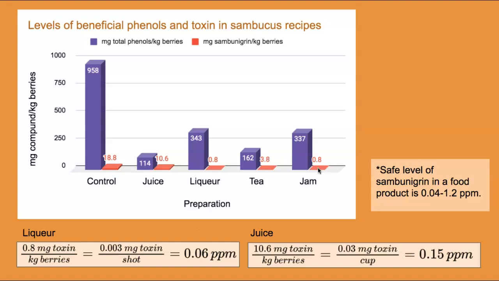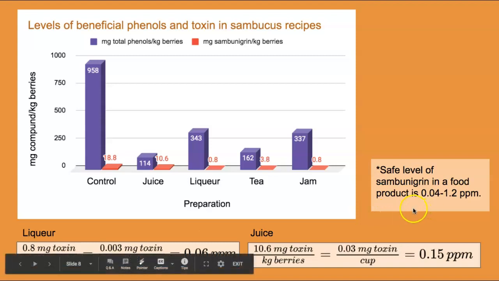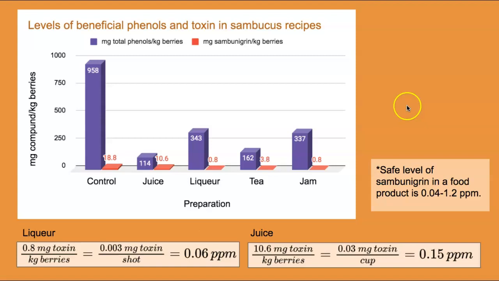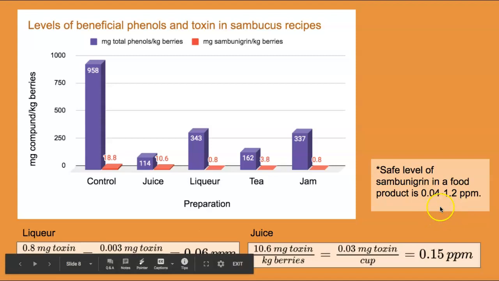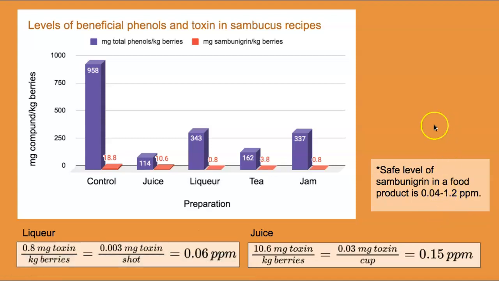Well, a safe level of sambunigrin has been determined to be 0.04 to 1.2 parts per million concentration in a food product, and the concentrations in the liqueur, for example, are 0.06 parts per million, and in the juice are 0.15 parts per million. So that's quite a safe level. In comparison, apple juice made from fresh apples, not processed, will have a higher level of cyanogenic glycoside, perhaps 1 to 80 parts per million.